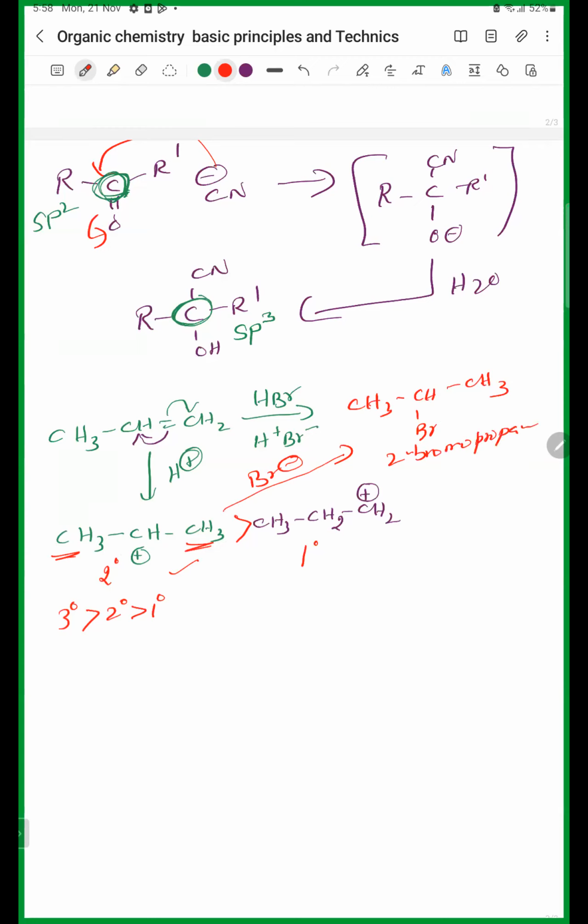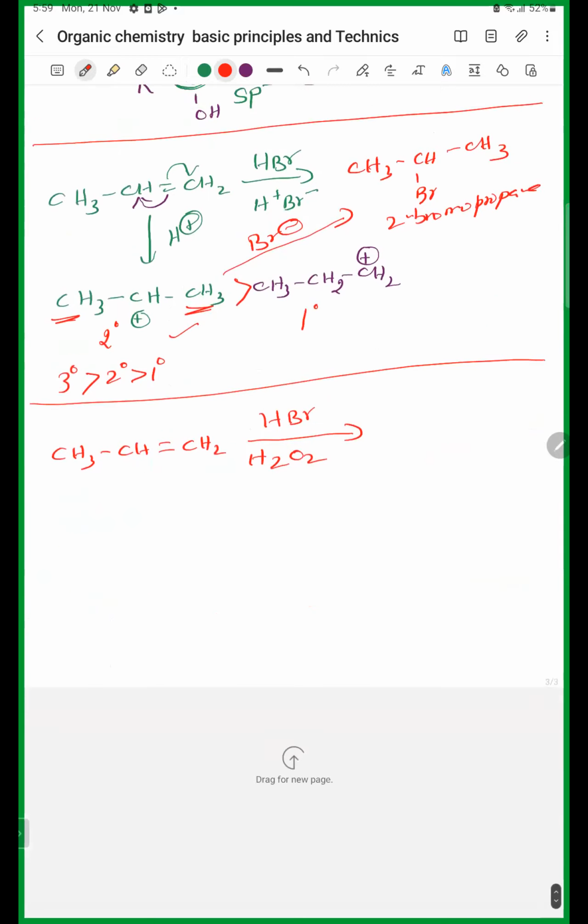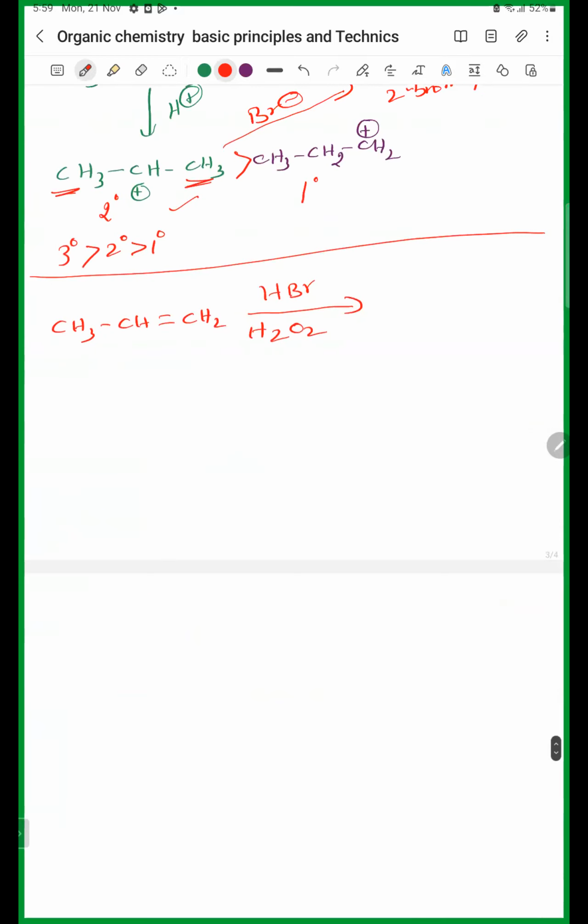What is the type of addition? The carbon-carbon double bond becomes a carbon-carbon single bond. First step, the electrophile attacks, and then the bromine gets attached. So this type of reaction is known as electrophilic addition. And the third, you can take CH3, CH double bond CH2. The same hydrogen bromide you are going to add, but in the presence of peroxide. Once you add peroxide, the mechanism will vary. How will it vary? Look here.